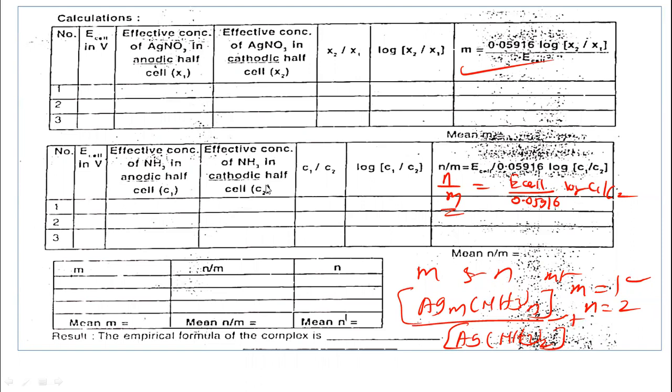In this experiment, we measure the EMF of the cell, and the given cell is a concentration cell because the two electrodes are the same. We have taken two silver electrodes. In set 1, the concentration of the silver nitrate will be different, while the concentration of the ammonia will be the same. And in the second set, the concentration of the ammonia is different, while the concentration of the silver nitrate is the same.